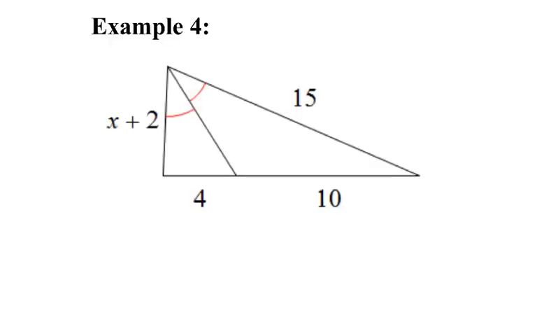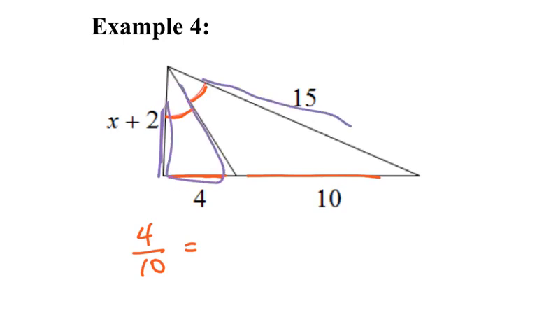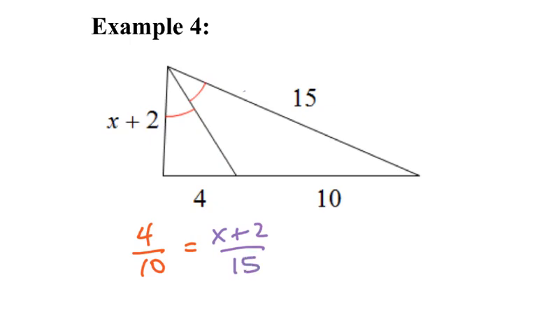So example number 4, you'll note that it's given that we have an angle bisector. And so this is splitting the opposite side, that's this side. So we're going to split it 4 to 10, and then it's going to be proportional to the corresponding side. So you'd have to do the x plus 2 first because that's the part of this triangle. So I'm going to say equals x plus 2 over 15. And so then I use my cross products to solve.